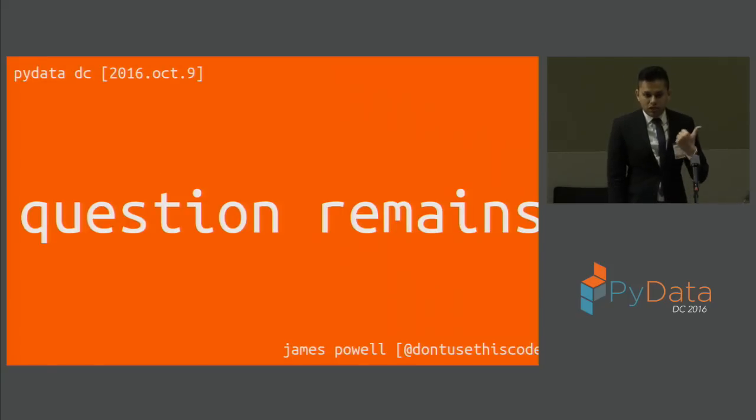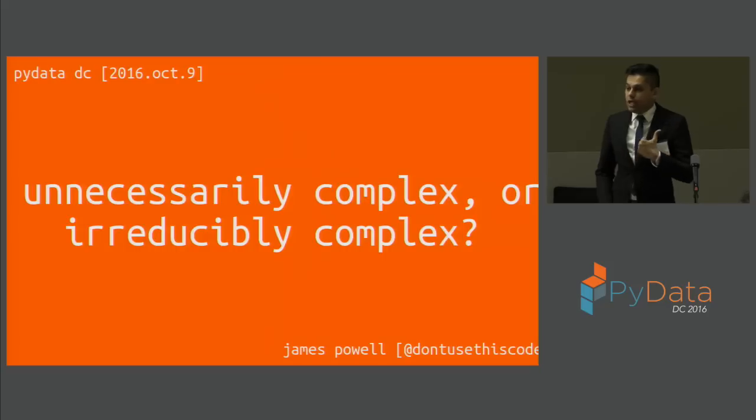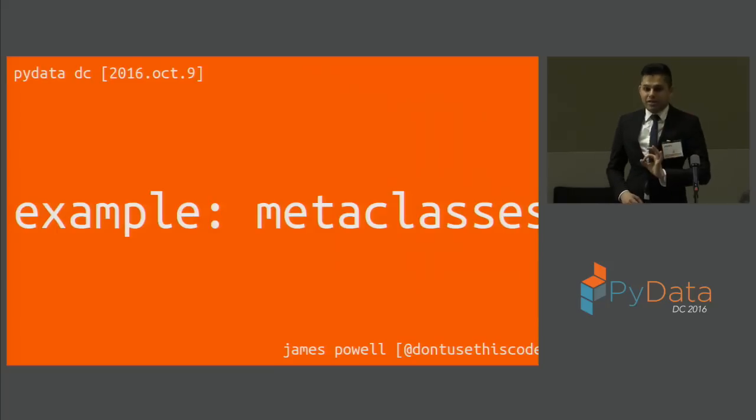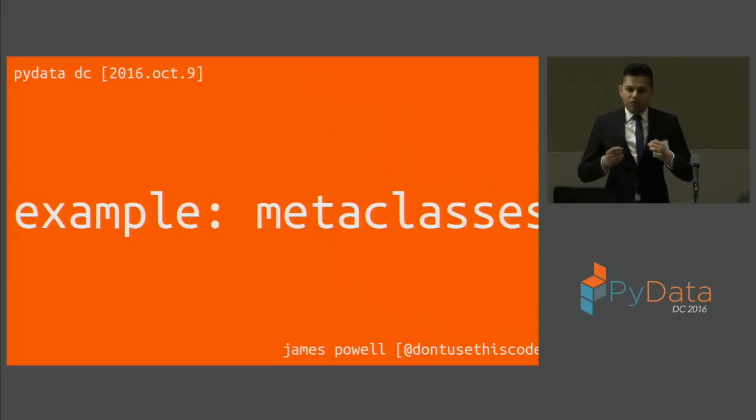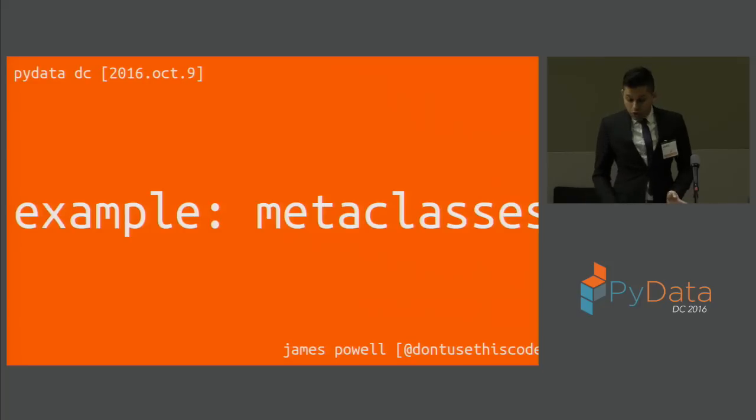But I'd say the question still remains. How do we distinguish between something that is unnecessarily complex and something that is irreducibly complex? And I want to give you an example from a talk that I gave a long, long time ago. One of the most maligned features in the Python language, metaclasses. This is a feature where I've seen very talented Python developers give talks saying, don't use metaclasses, they're too confusing, they're too complicated, they don't do anything, they're a stupid approach, don't use them. And people who should know better.